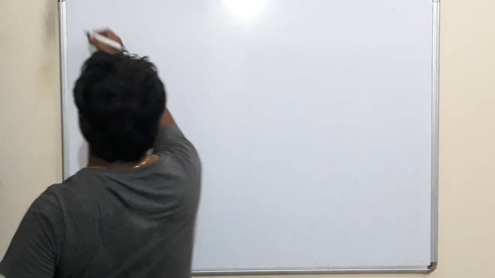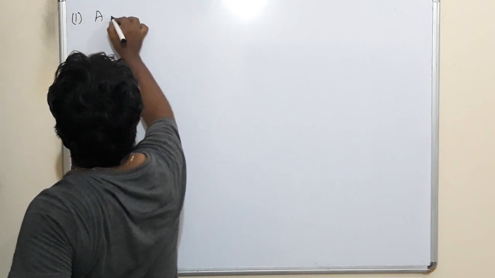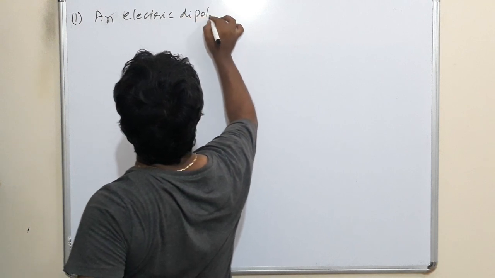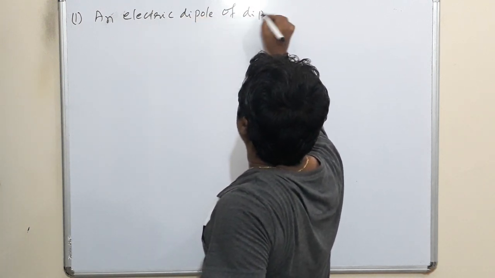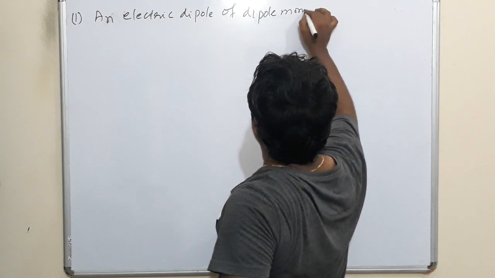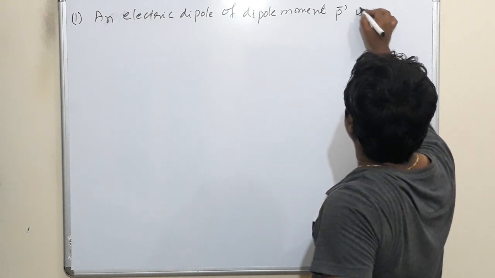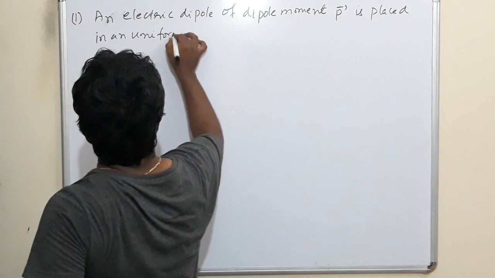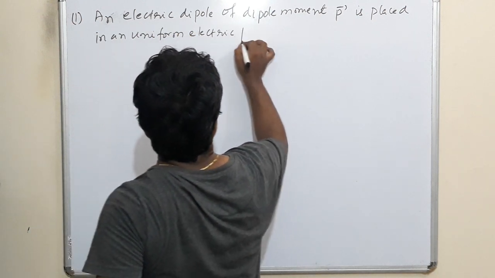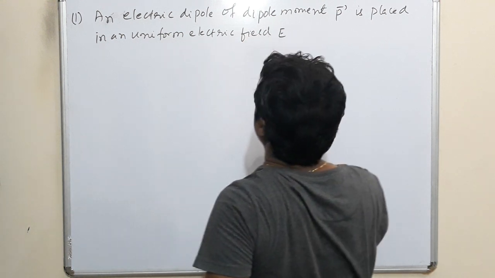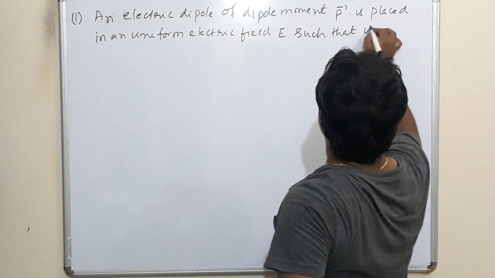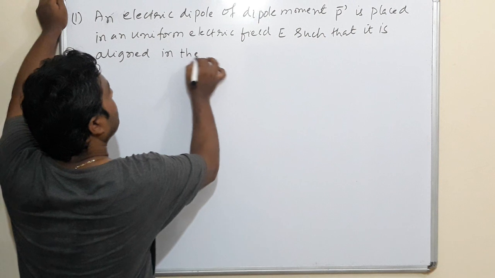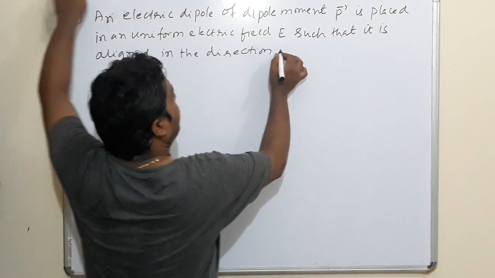The simple question will start. An electric dipole of dipole moment P is placed in a uniform electric field E such that it is aligned in the direction of the field.